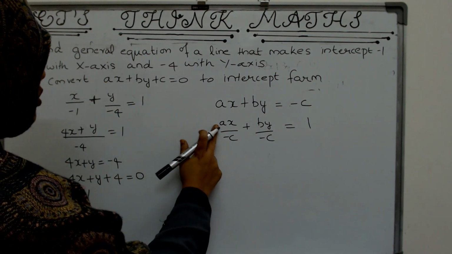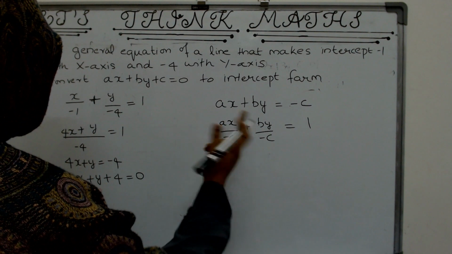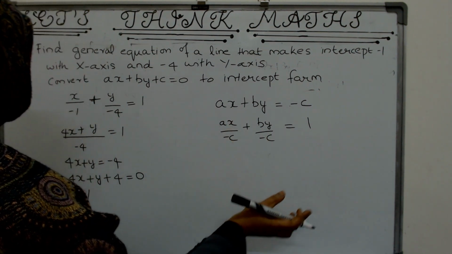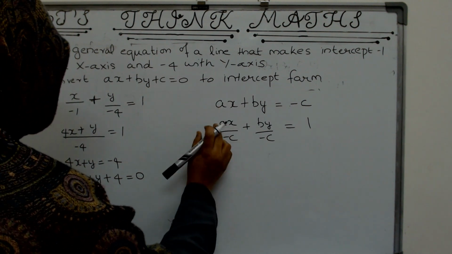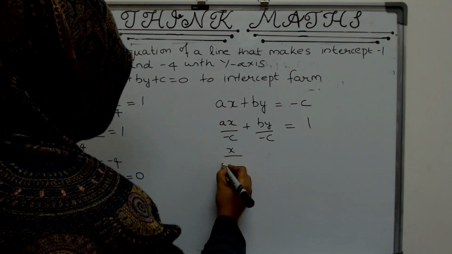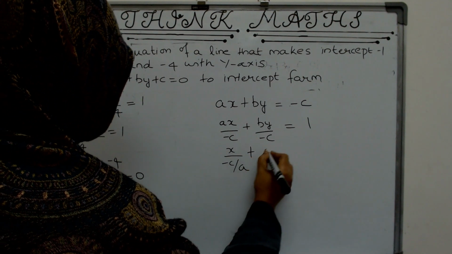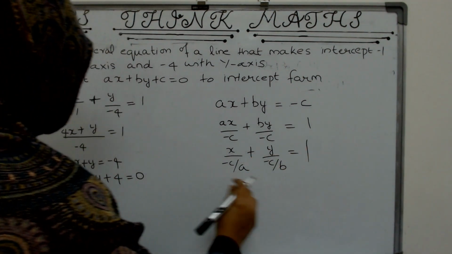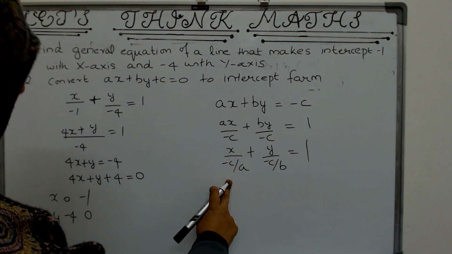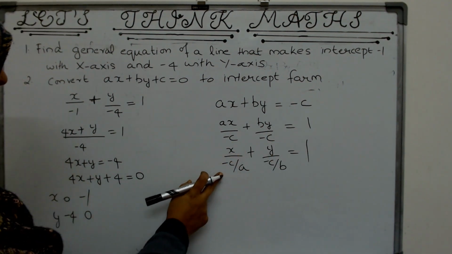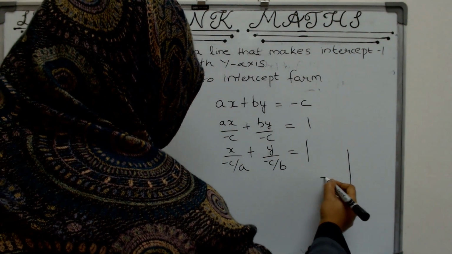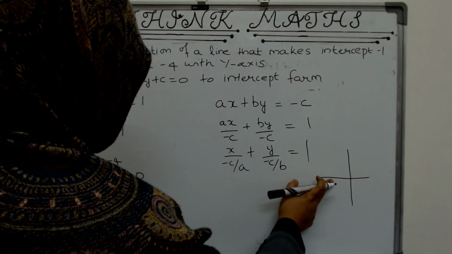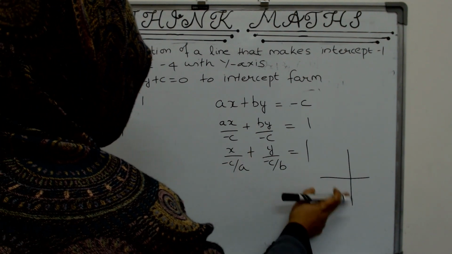Next, you have to make the coefficient of x into 1. How do you do that? Take this fraction, divide both the numerator and the denominator by a. So that is minus c by a. Here you have y by minus c by b is equal to 1. There you have the intercept form. Right? These are the intercepts. So this line cuts the x-axis at a point minus c by a and the y-axis at a point minus c by b.